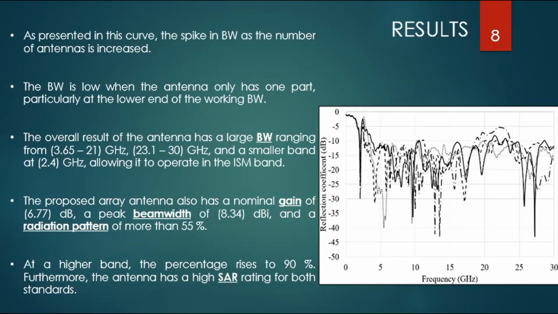and a peak beam width of 8.34 dBi and a radiation pattern of more than 55%. At a higher band, the percentage rises to 90%, and the antenna has a high SAR radiation for both standards. It is always less than 2, which is in the standard as standardized by European standardizations.